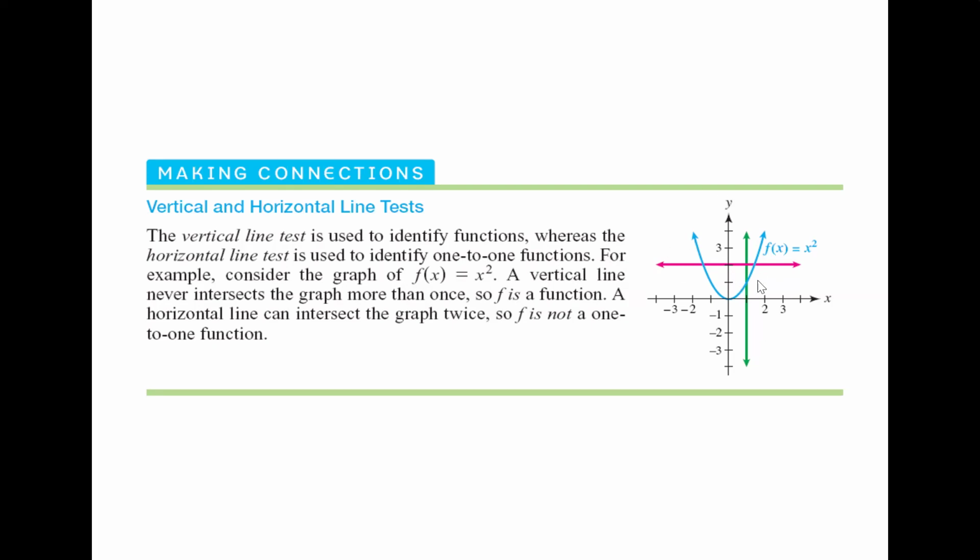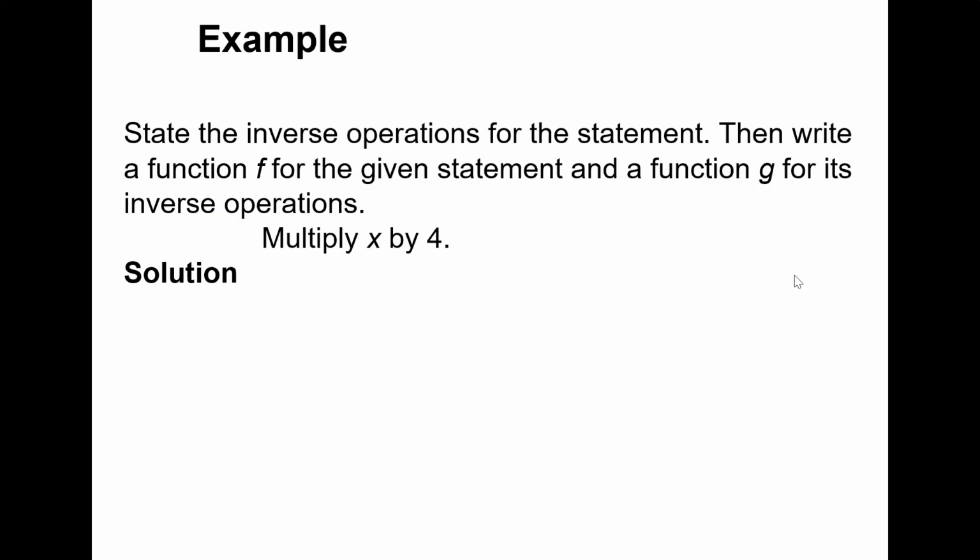Then, after we know it's a function for sure, we can do the horizontal line test to see if it's a one-to-one function. And in this case, we already saw in the previous example that it's not, because it hits two places. It would hit here and it would hit here. So two different values of x give the same value for y. So vertical, make sure it's a function. Horizontal, make sure it's one-to-one.